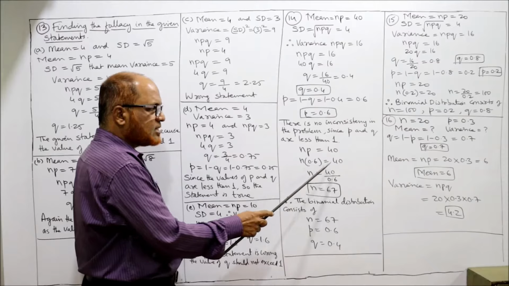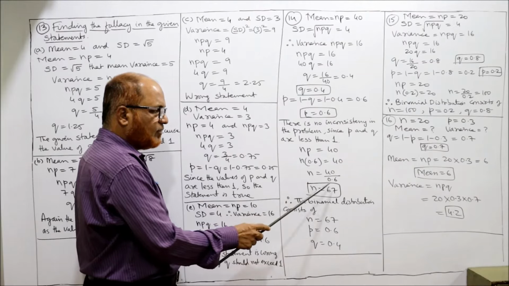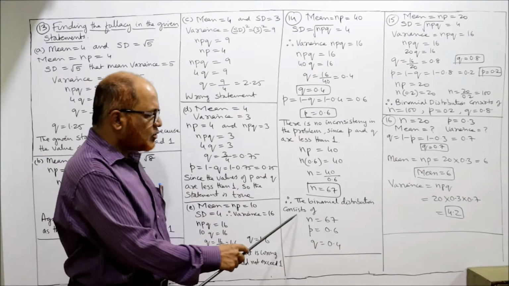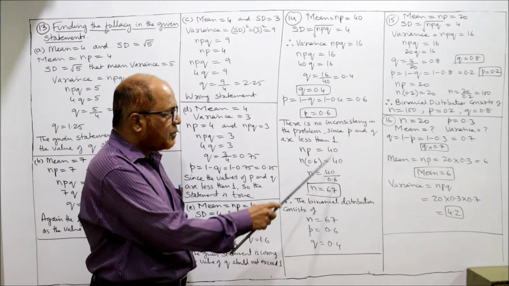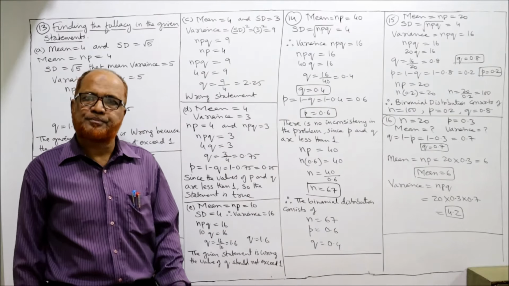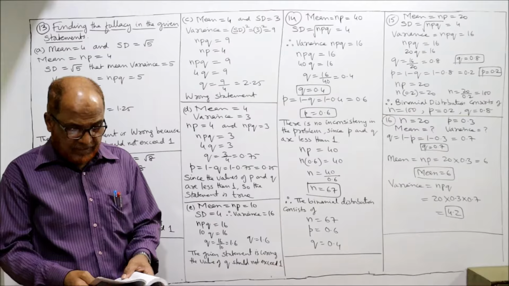N into 0.6 is equal to 40. N is equal to 40 divided by 0.6. So N is equal to 67. So the binomial distribution consists of N is 67. P is 0.6, Q is 0.4. That's it. Finished. Next to problem 15th one.